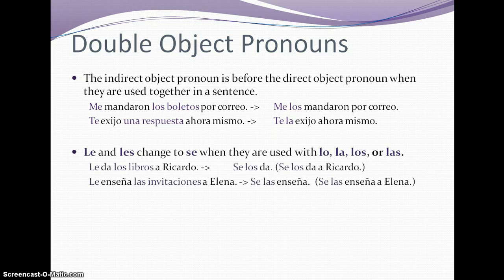We need to notice that if we're going to have le or les as our indirect object pronoun, we need to change it to se if it is going to be used in front of lo, la, los, or las. So, le da los libros a Ricardo becomes se los da, or se los da a Ricardo. Le enseña las invitaciones a Elena becomes se las enseña, or se las enseña a Elena. I included the two other examples in parentheses with the a because sometimes we want to use that for clarifying who we are talking about.